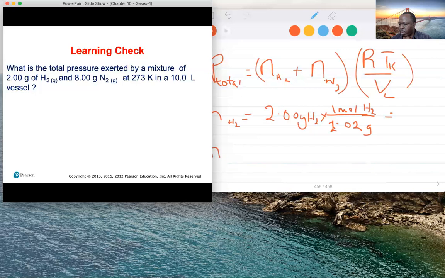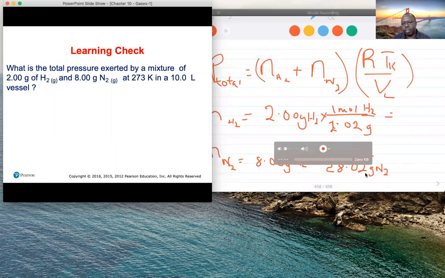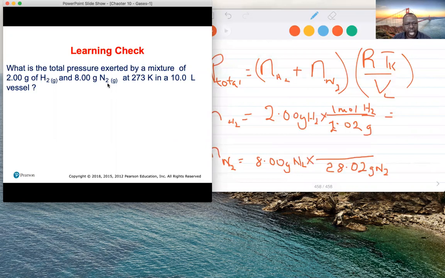The number of moles of nitrogen gas, diatomic, is 8.00 grams of N2 times one mole over the molar mass of nitrogen gas, 28.02 grams of N2. It's twice whatever value you get from the periodic table. We have two nitrogens. One nitrogen is 14.01, times 2. One hydrogen is 1.01, times 2, 2.02. So the grams of N2 cancel, and the grams of H2 cancel.